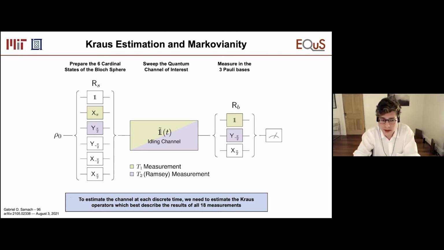Okay, so to really get the information we need to do this analysis, we need to estimate the channel at each discrete time. And the way that we're going to do that is to estimate the Kraus operators, which best describe the results of all 18 combinations of pre and post pulses.